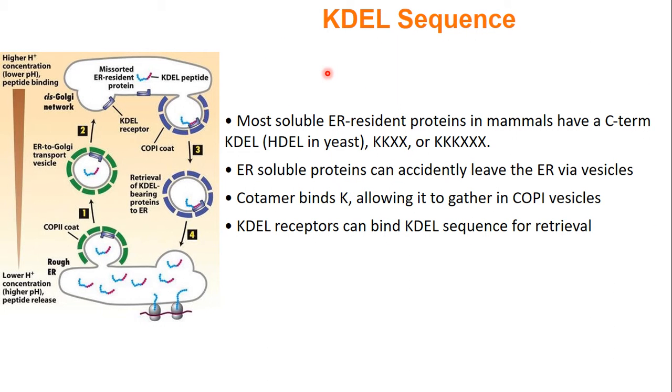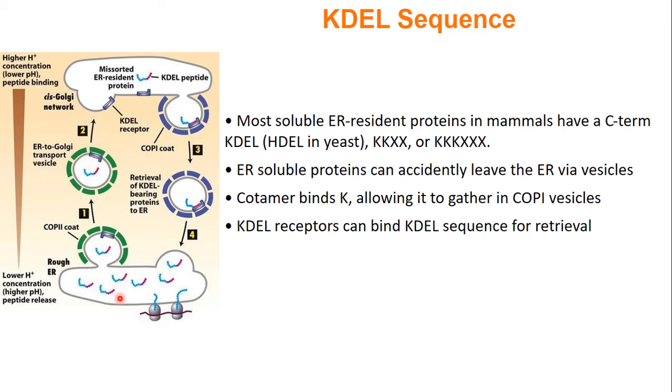Now, thinking back to ER resident proteins, most proteins that belong in the ER will have the same 4 amino acids at the C terminus. This is K, D, E, and L. Yeasts have H, D, E, and L, but most proteins will have KK and something else. So proteins that reside in the ER can accidentally leave the ER through a vesicle.